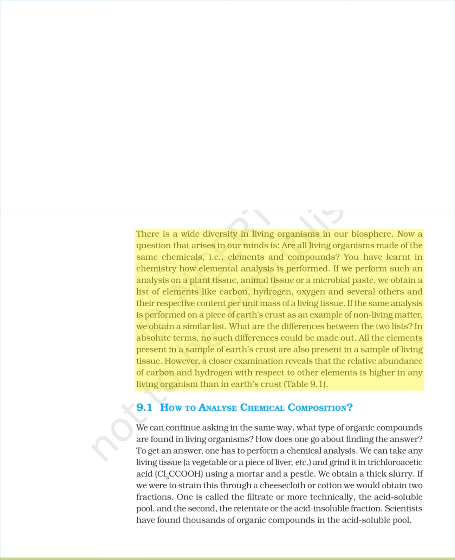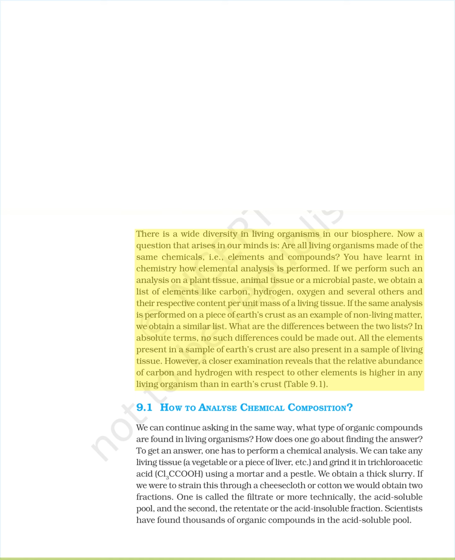There is a wide diversity in living organisms in our biosphere. Now a question that arises in our minds is, are all living organisms made of the same chemicals, i.e., elements and compounds? You have learned in chemistry how elemental analysis is performed. If we perform such an analysis on a plant tissue, animal tissue, or a microbial paste, we obtain a list of elements like carbon, hydrogen, oxygen, and several others and their respective content per unit mass of a living tissue.